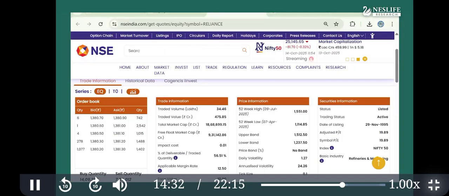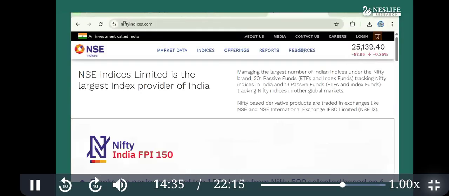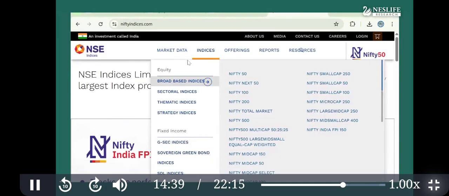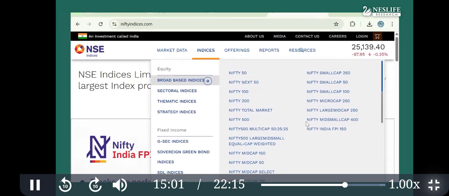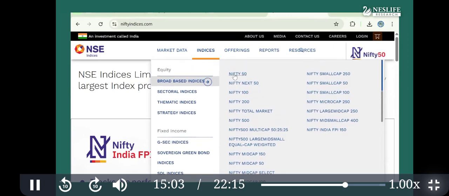So this is again another website of NSE only, Nifty Indices. Okay. And let's see this. If you click on indices and go to equity, these are the broad based indices. What does it mean? Broad based index means it is based on the size of the company. Okay, so that's where you see the top 50, top 100, top 200, mid cap, small cap, large mid cap. So these are based on the size of the company.